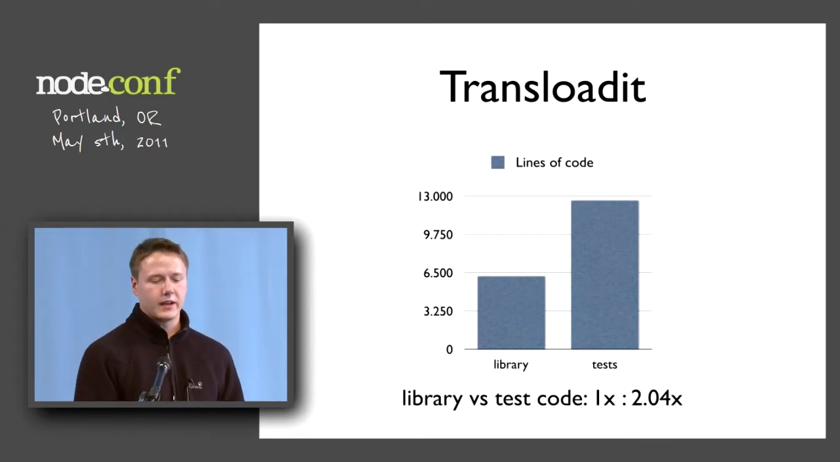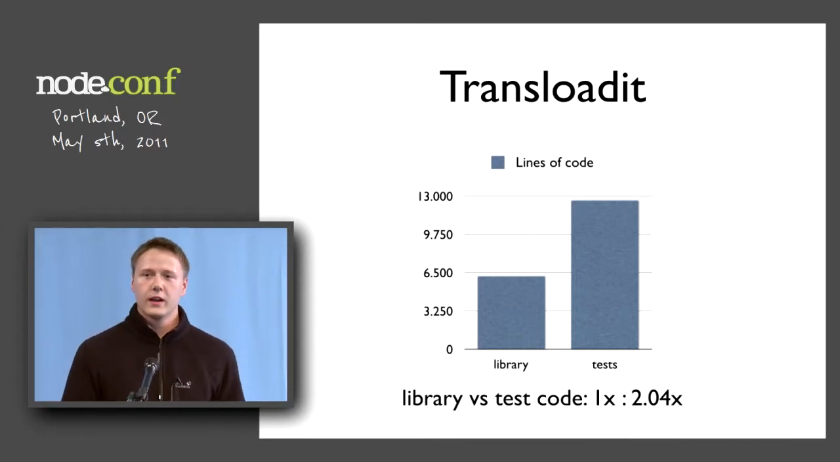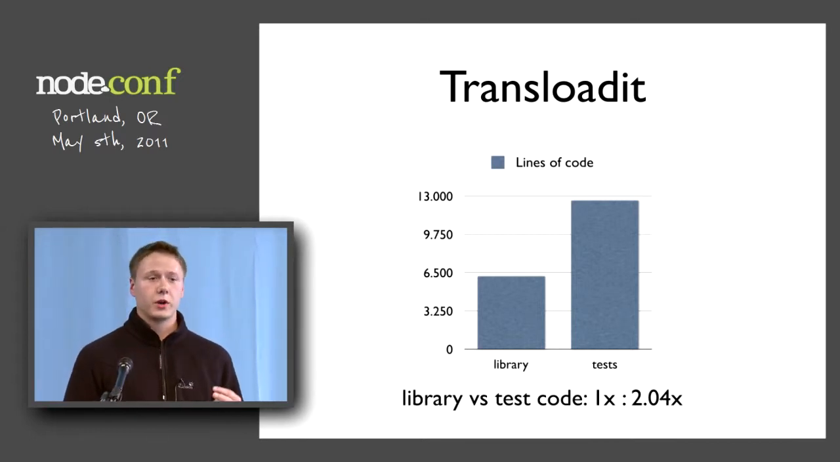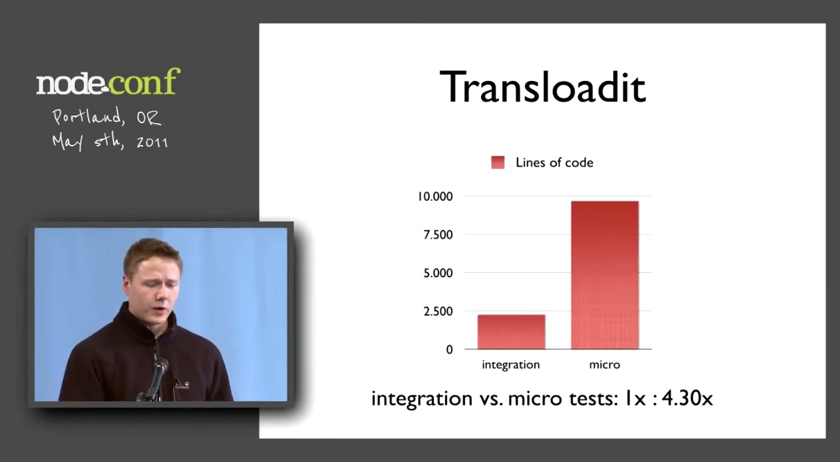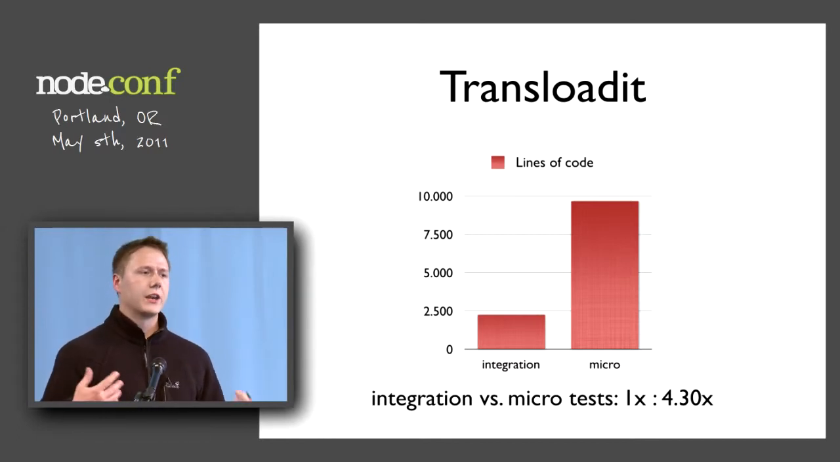What's really interesting here is to first see that measure, 1 to 2. I think that's too high. We went a little crazy there. But I think 1 to 1 is what you're going to get if you're going to do it seriously, probably a little higher. What's also worth knowing is the distribution between microtests and integration tests.